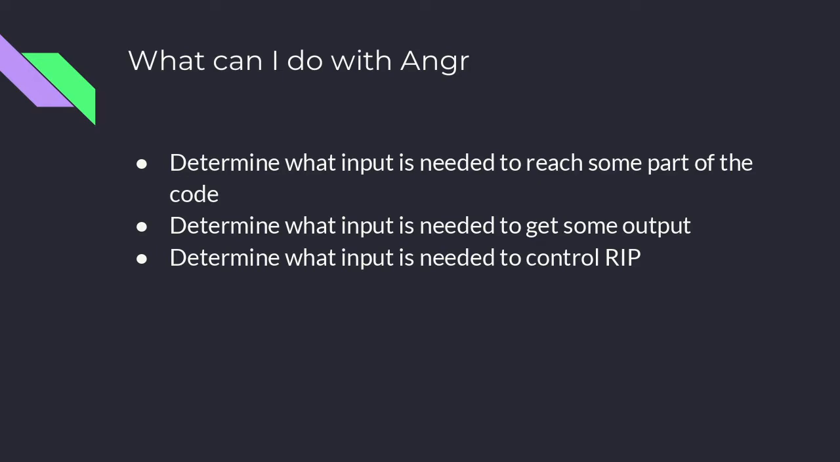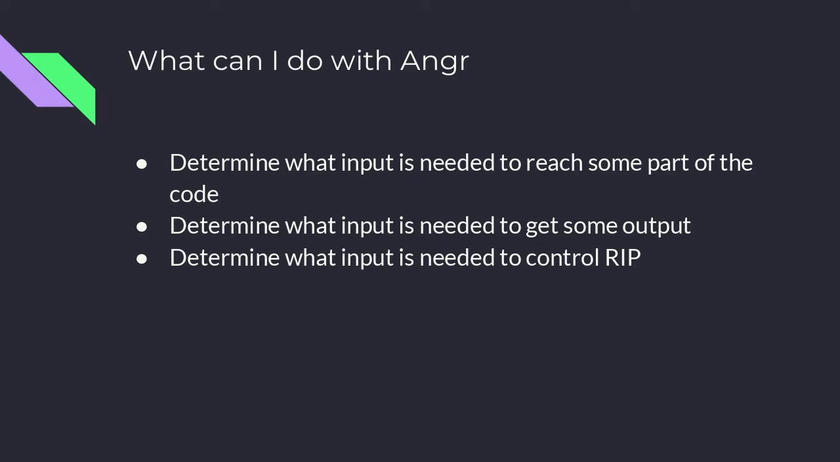Basically, you can tell it, I want to have these variable states. And Angr will figure out what input you have to give the program in order to get to those variable states. But you're not limited to just variables. You can also say, what does it output? What input do I need to give a certain output state? And you can also use register state. You can say, what input do I need to set RIP to whatever I want? RIP is the instruction pointer, if you didn't know that.